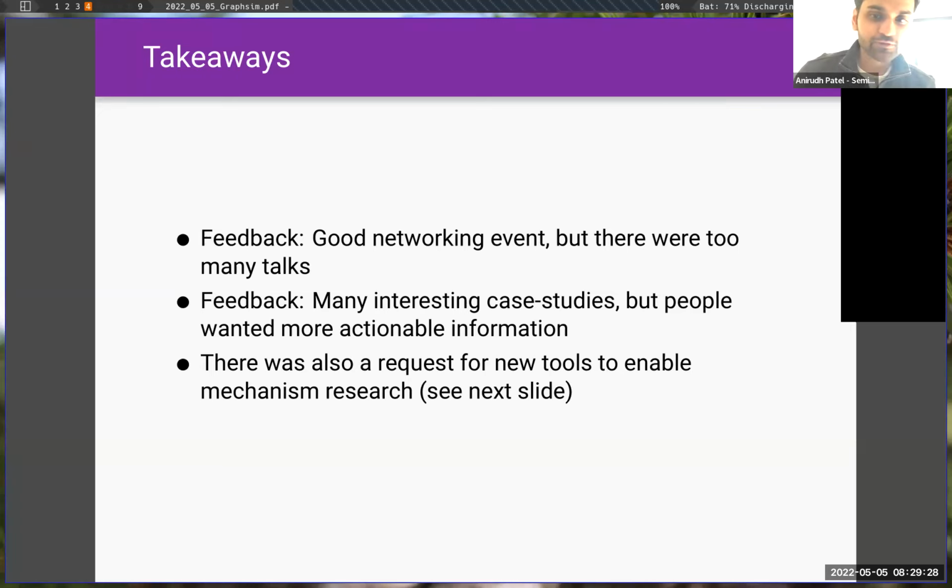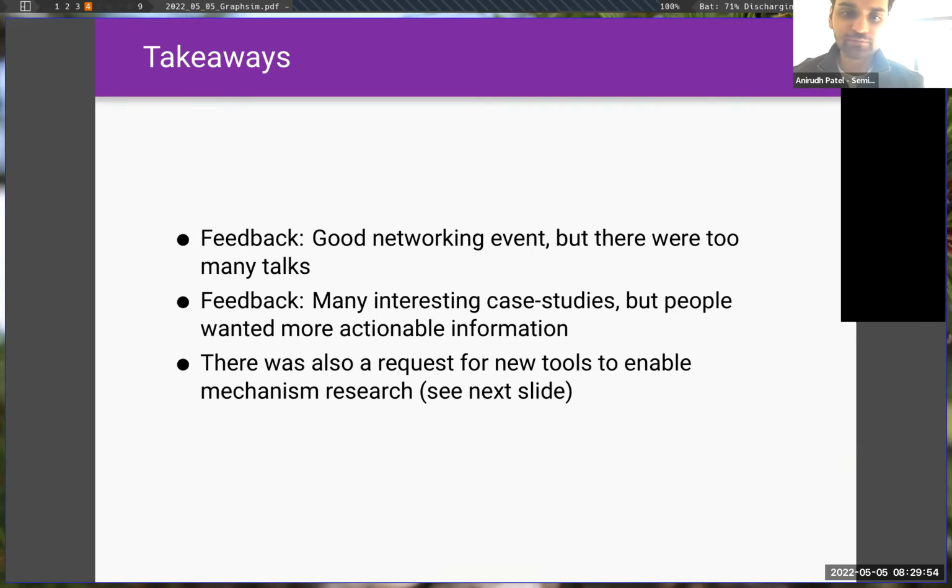There were also a lot of interesting case studies, but people wanted things that they could take away and actually implement or use themselves. A couple of the people that I talked to felt like that was sort of lacking. They learned quite a lot about problems within the graph or problems within LivePeer, but they didn't know how to take that and apply it to problems within their own domain necessarily.